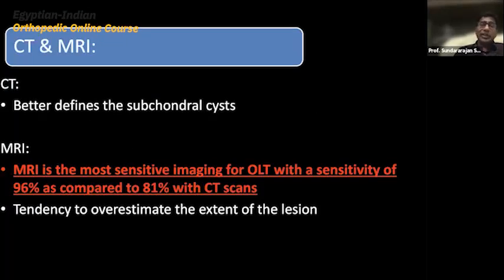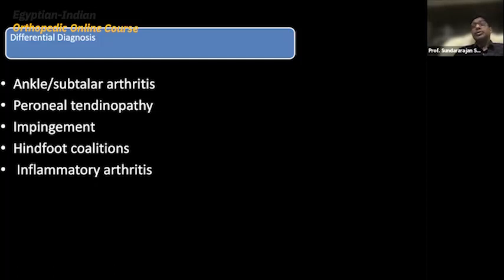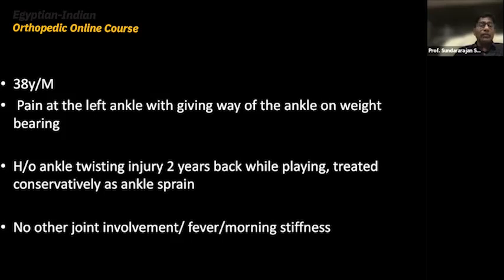So if you see an osteochondral lesion on an X-ray, make sure that you clinically correlate whether the patient is having tenderness over that particular spot. If there is no tenderness, you need not address it. It could sometimes be an incidental finding. So always the clinical examination and correlation with your MRI is the most important in the ankle and foot.